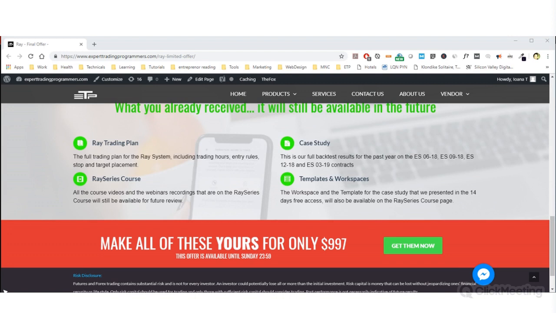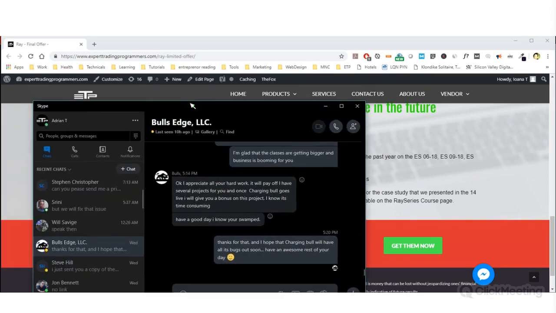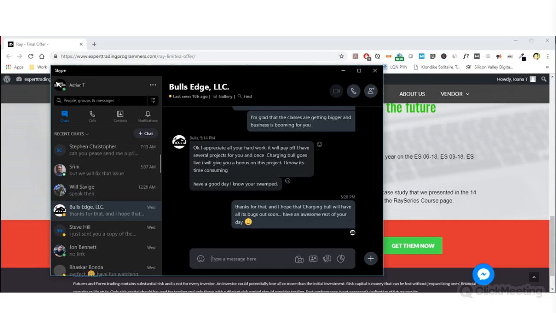So the Skype is as follows. You know what I'm going to do? I'm going to sign out of this one and use my personal Skype. Give me 2 seconds. Actually, that's not going to work. So the Skype, again, is Expert Trading Programmers. In the search at the top, you write in Expert Trading Programmers and you hit enter, and then you're going to see Adrian T, and that's us. And you're going to see the black ETP logo like this one.